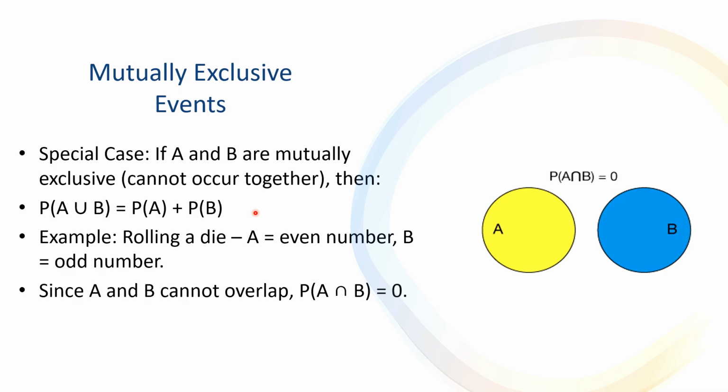So an example would be rolling a die. A is the event of an even number, B is an odd number. When you roll a die, 1 through 6, you can only get those 6 numbers, and they're all equal probability of being odd or even. So they can't be together. You can't have an odd number and an even number. Since A and B cannot overlap, A intersection B is equal to 0.